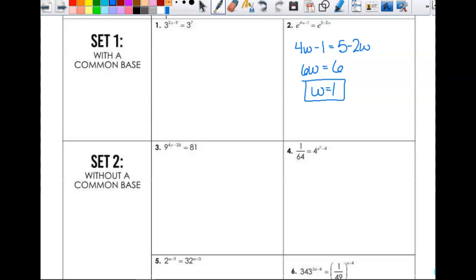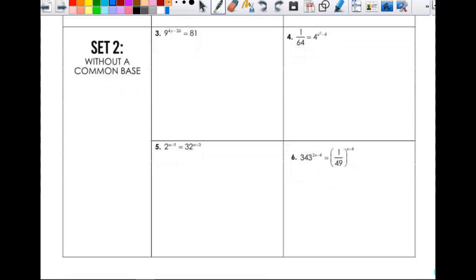All right, so let's jump to number 4. I have 1 over 64 equals 4 to the a squared minus 4 power. All right, so I need to get a common base because I don't have one. Let's see, could I make 4 my common base? Okay, so 4 times 4 is 16. 16 times 4 is 64, right? Okay, so that would work. If not, I'd have to knock it back down to 2. But if I want to make this base 4, I know I just figured out that 4 cubed is 64, but what would this exponent actually be?